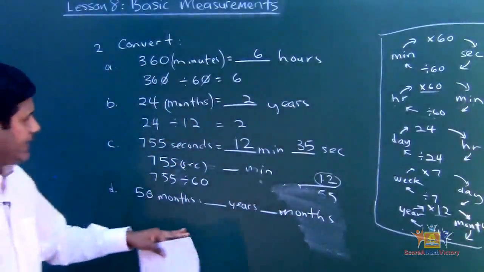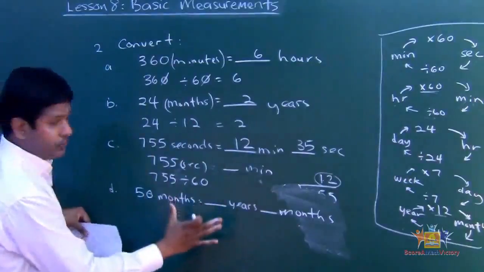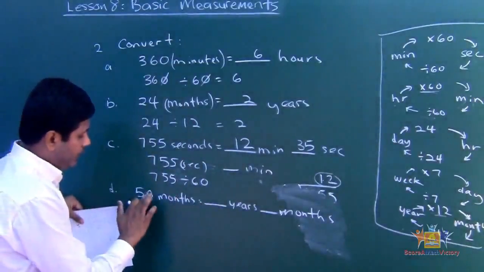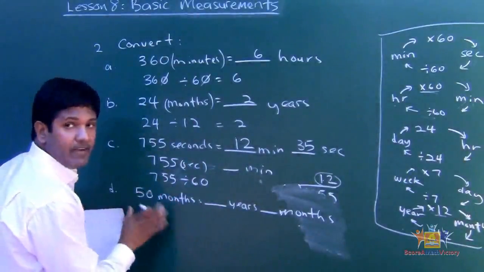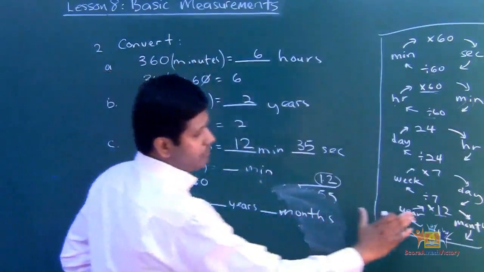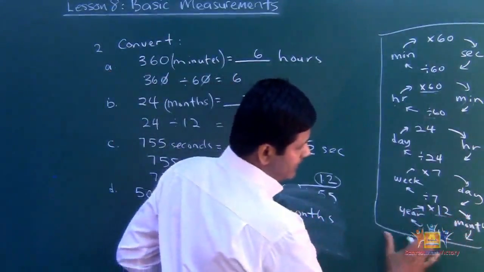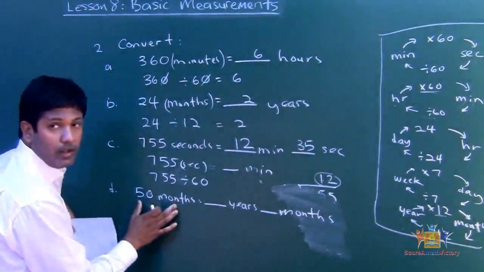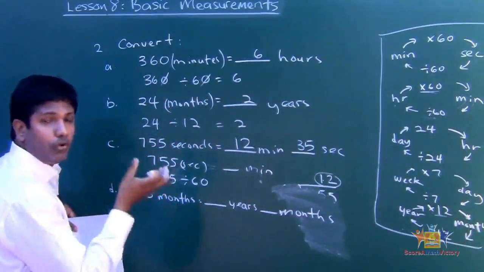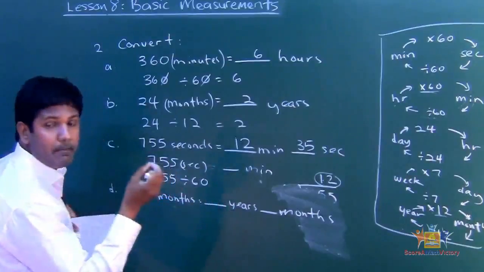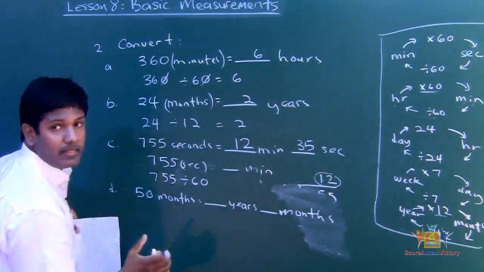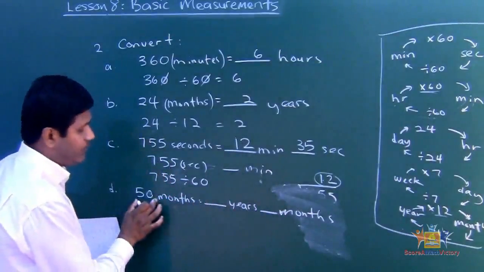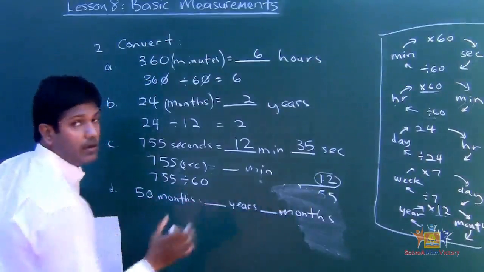So we want, again, the same principle we're going to use for this one. We're going to take the 50 months and divide that. Let's see what's the relationship between months and years. Divide that by 12. So we're going to divide 50 by 12. The quotient is going to be the years, the remainder is going to be the months. In other words, we're going to break that 50 months into years and months.